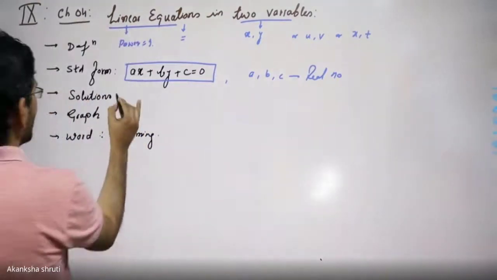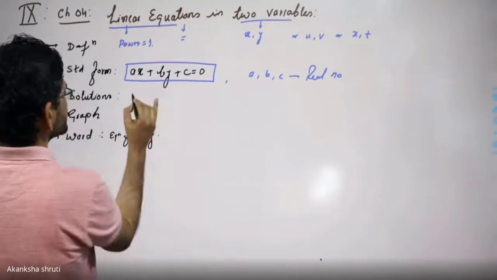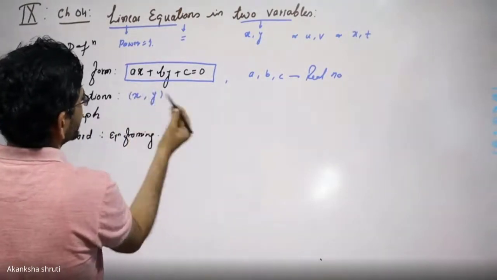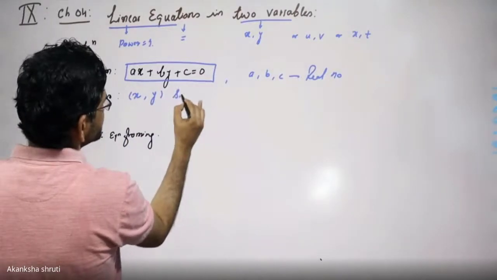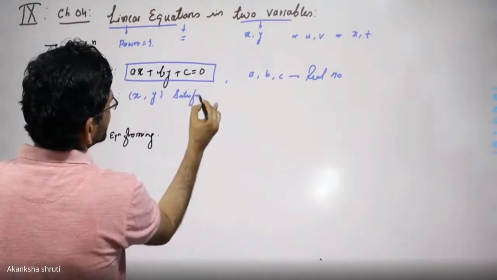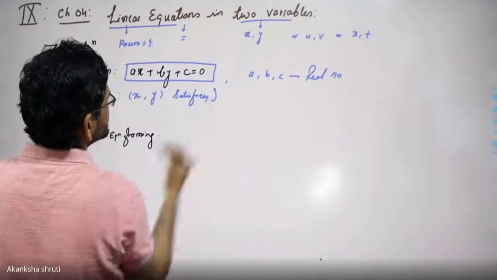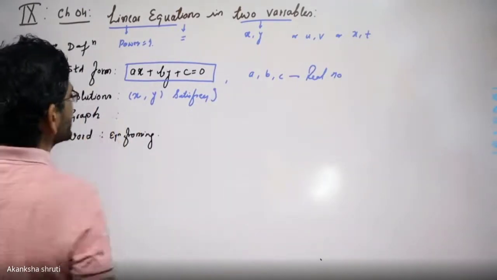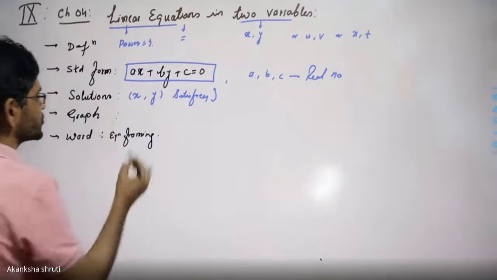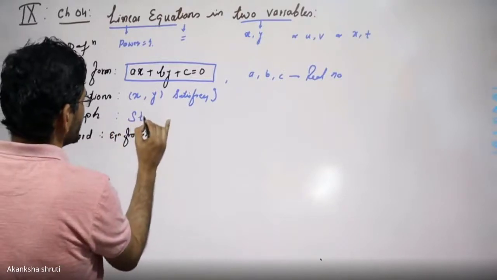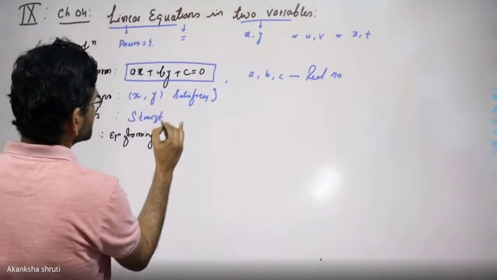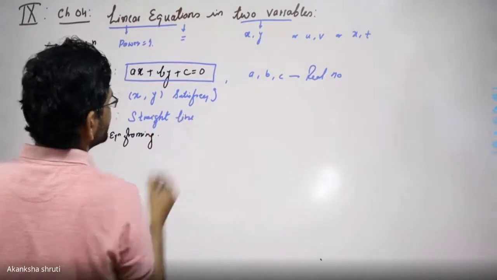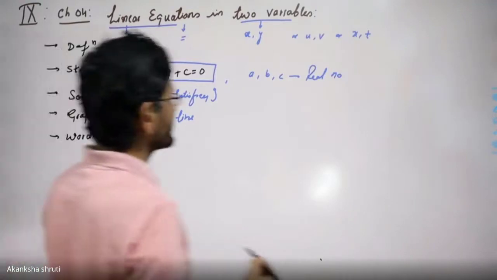Students, then we had learned the solution means the value of x and y, or the pair x and y, which satisfies the equation is called the solution. We had also learned the graph of this linear equation in two variables is always a straight line, and this straight line may be of different types.